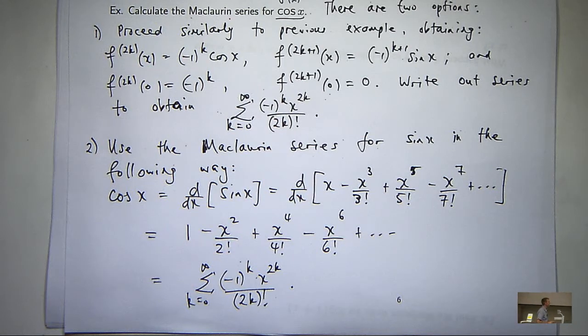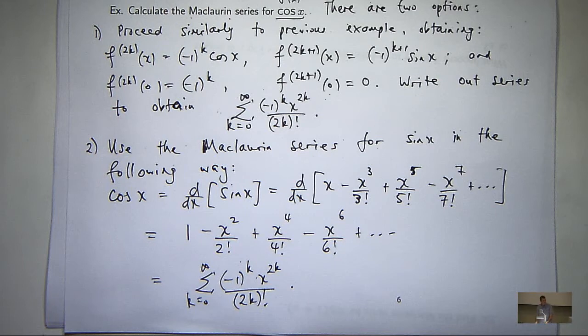Okay? So most students would see this question and go, oh, okay, let's calculate all the derivatives of cosine x. Let's substitute in x equals 0. And let's just do it. Yeah, that's okay. There's nothing wrong with that. But it's pretty inefficient. Okay? Questions?